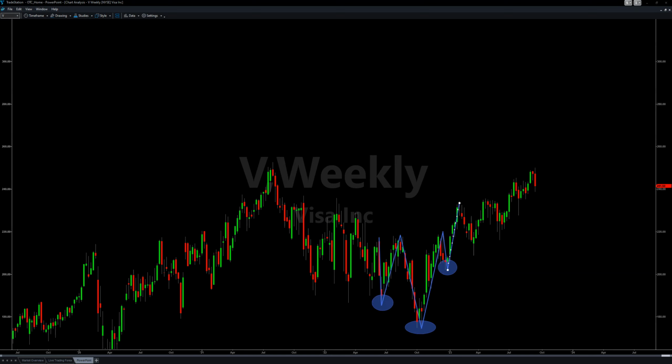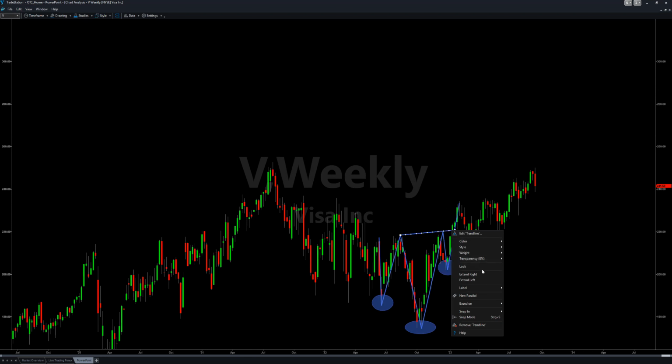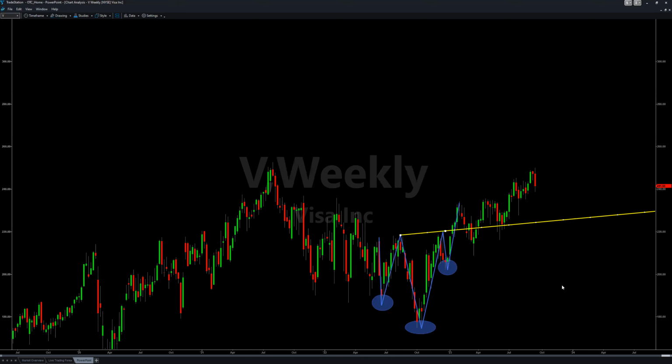What do we need to enter? First, a neckline. We will connect here, not the left and right shoulder pivot lows like the head and shoulders. No, the left and right shoulder pivot highs. Okay, we will connect this. I will use the color yellow again for it. Okay, this is our neckline, and I can also extend it to the right.